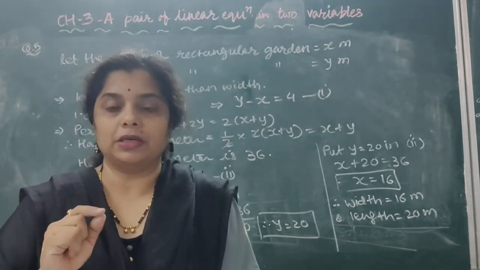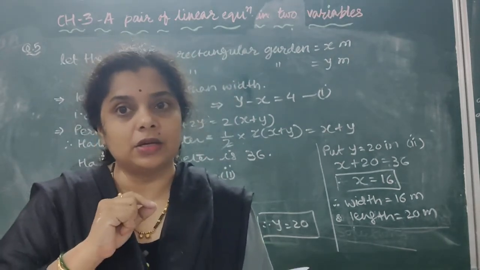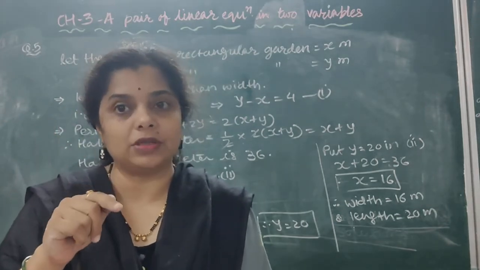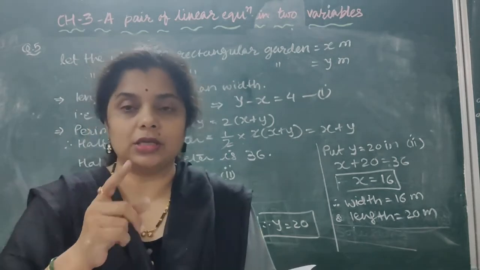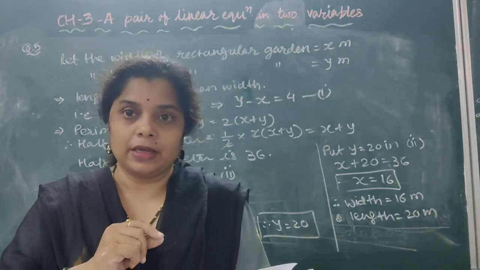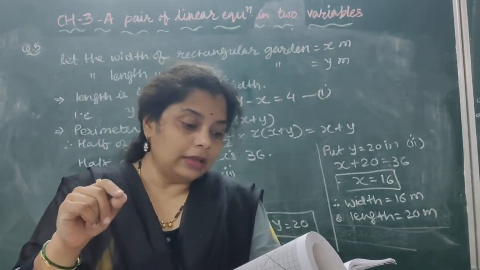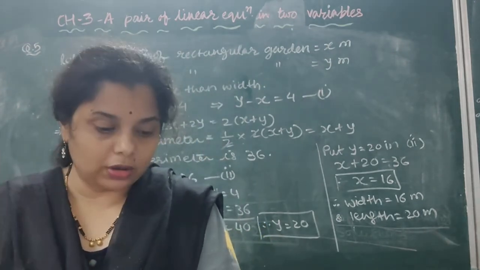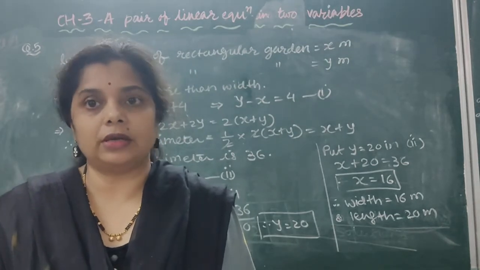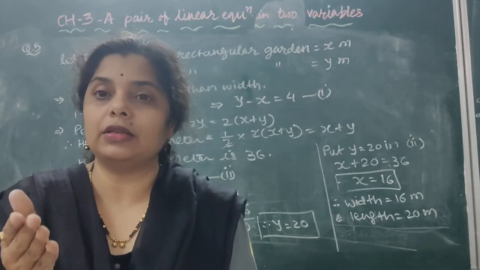Half of the perimeter. So what is the perimeter of a rectangle? Perimeter means addition of sides. So 2 length plus 2 width is equal to perimeter. It means 2 times length plus width is equal to perimeter. And it is given that it is half of the perimeter. It means 2 into length plus width divided by 2. And the length is 4 more than the width. So here we have to make an assumption. Width you can take as x and length you can take as y.